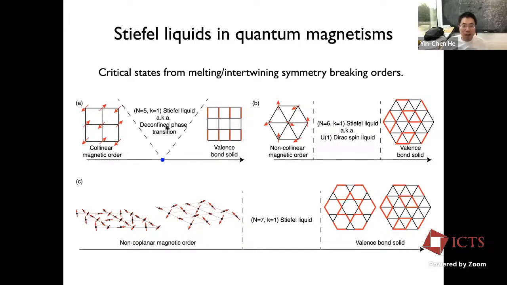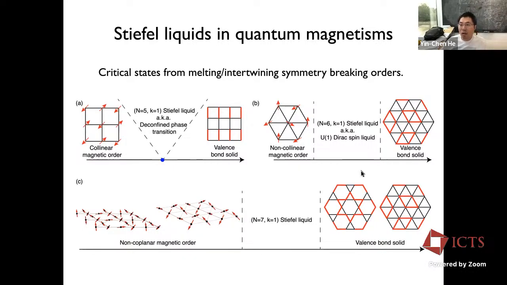And physically, the n equal to 5, k equal to 1 Stiefel liquid is also called the deconfined phase transition. The way to realize it is that you intertwine, or have the competition between, a collinear magnetic order and a valence bound solid. And for n equal to 6, that is the Dirac spin liquid, what you do is consider a non-collinear magnetic order with a valence bound solid. For this n equal to 7, this new critical spin liquid, what you do is consider non-coplanar magnetic order instead, and some valence bound solid.